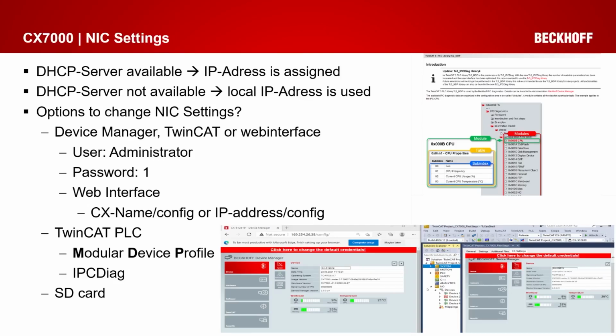One way is the device manager, which can be opened via TwinCAT or via web interface. The username at the login is always administrator. This is fixed and not changeable. The password in factory settings is 1. If you want to open the device manager via the web interface, you need to put the CX name or the IP address/config in the search line, and then the device manager should open.